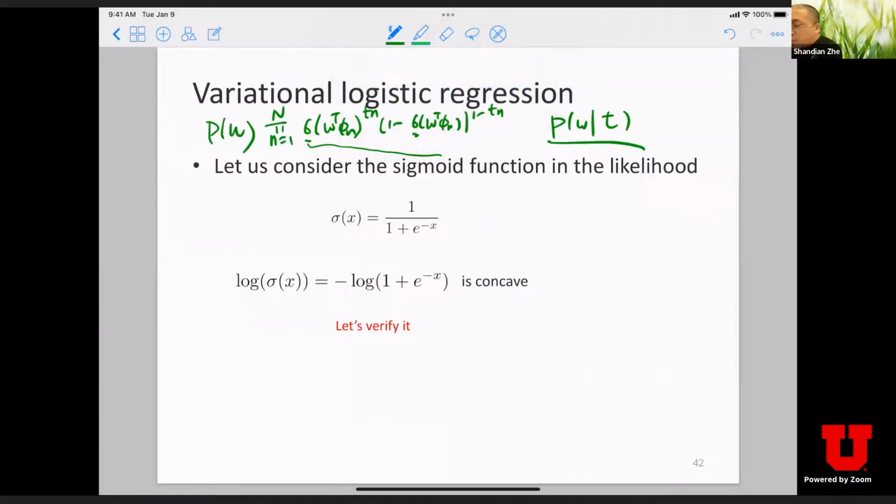First, we want to observe the properties of the sigma function. The first observation is that the log sigma function is concave. How do we see this? We just check the first and second order derivatives. So if we take the logarithm of the sigma function, what is it?